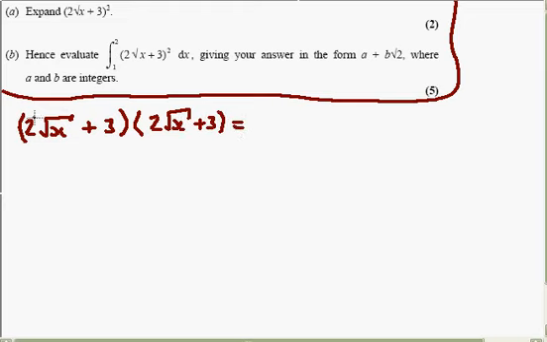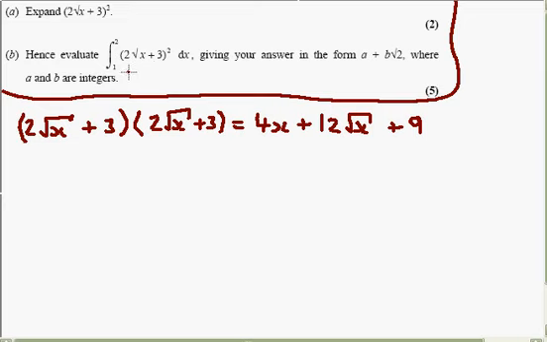Okay, so I've got 2 square root of x times 2 square root of x. I've got the 2 times 2 makes 4, and the square root of x times square root of x is x. Then I've got 2 square root of x times 3, and the same again added together. So 2 3s are 6, 2 6s are 12, so 12 root x. And 3 times 3 is 9. So I've got 4x plus 12 root x plus 9.